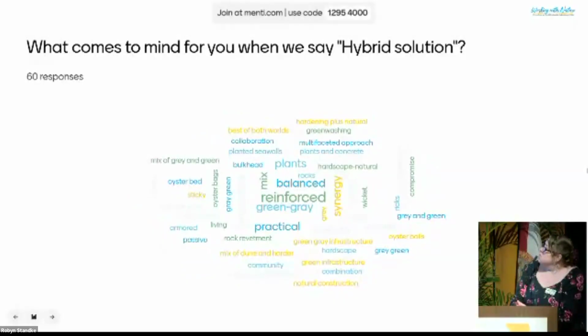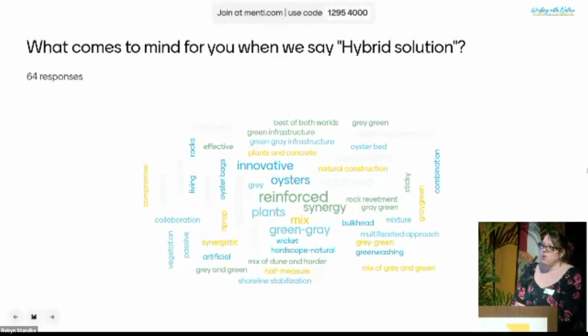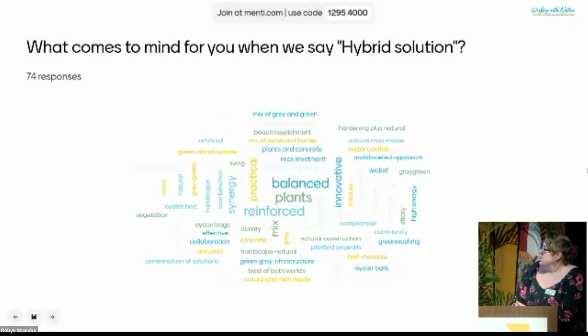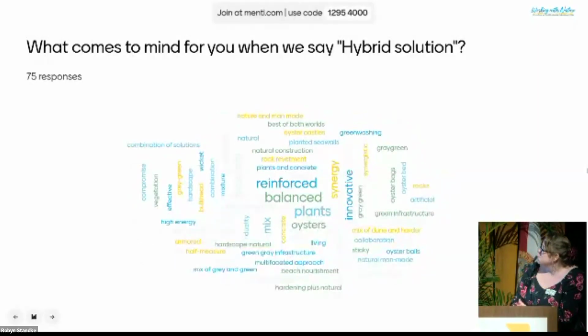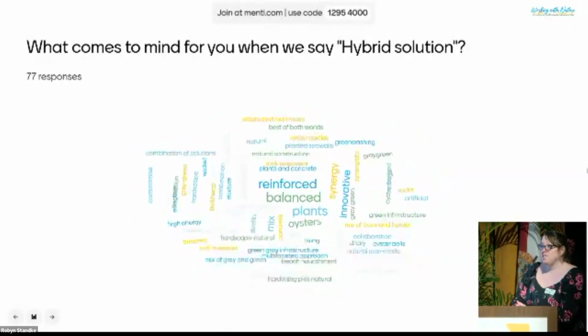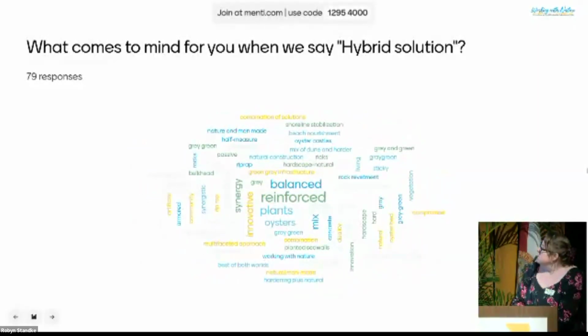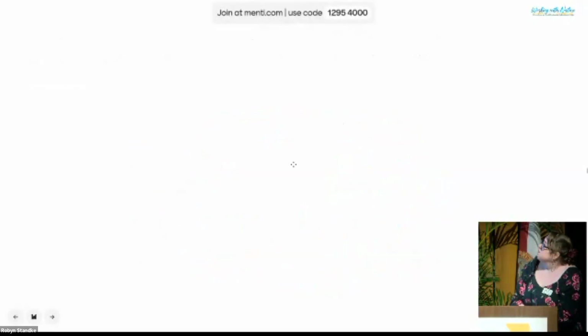So it's interesting because we're seeing some of the same kind of components from the nature-based question, but we're seeing them kind of come to play here in different ways too. So we're still saying plants take a nice center role here. Practical. So I think that's a really great word there. Okay, 79 responses. Okay, we're going to go to the next question.